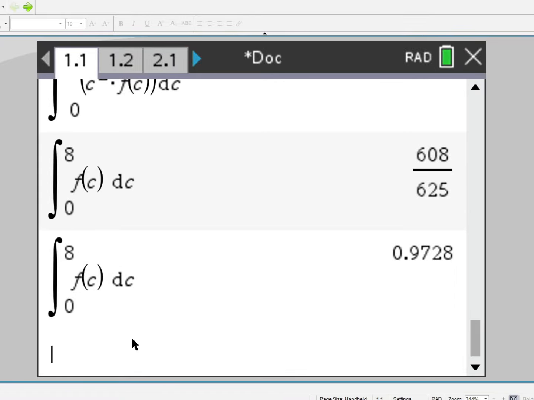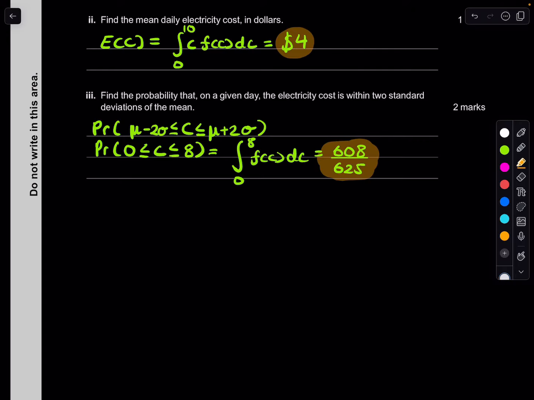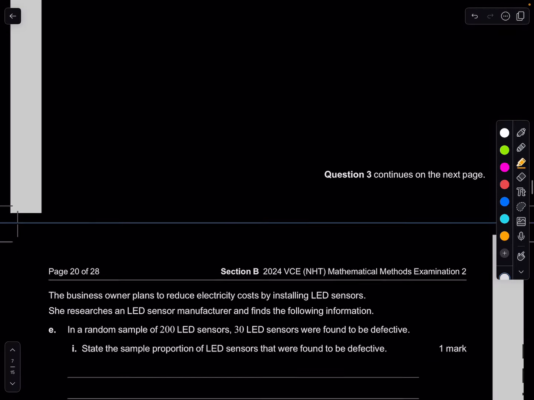Yes, it is. It's a little bit far off, but it is quite close to that 0.95 mark. So perfect. That looks correct. So let's go back to our paper and finish off the questions.